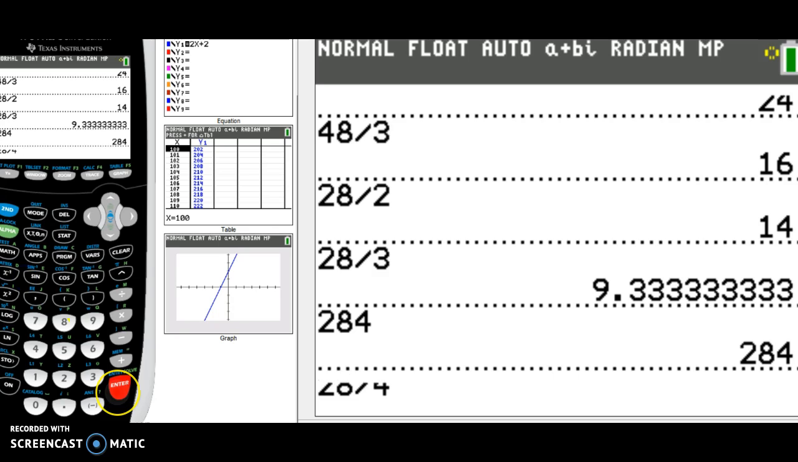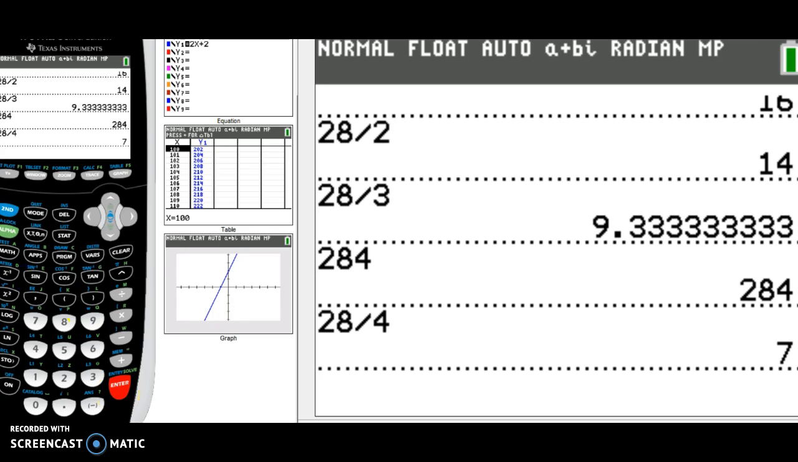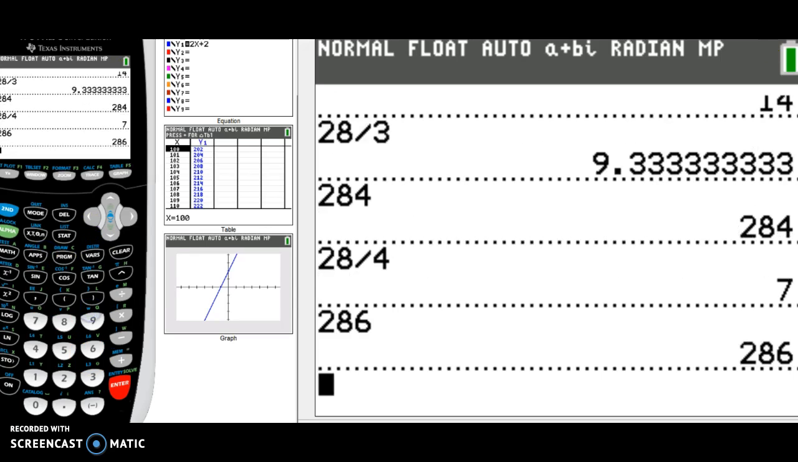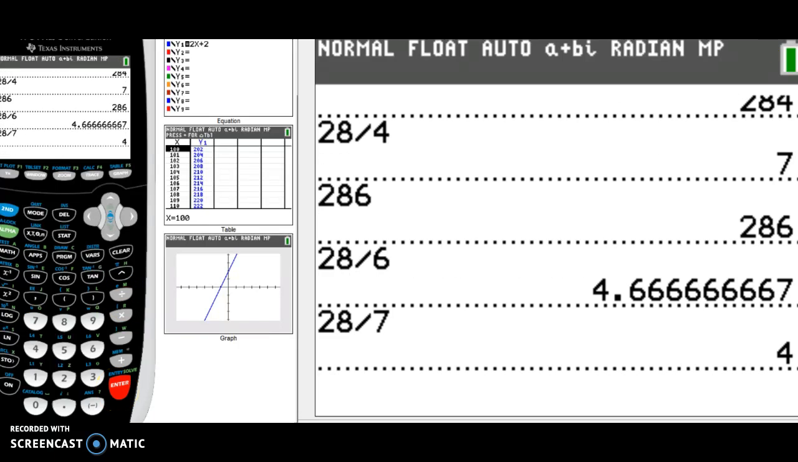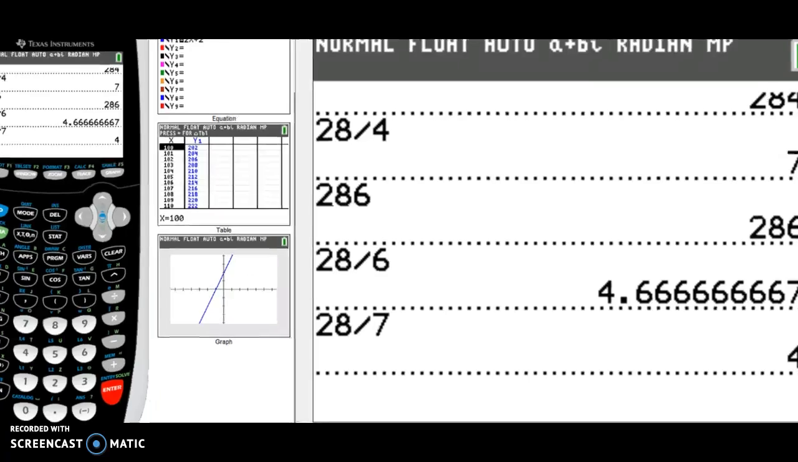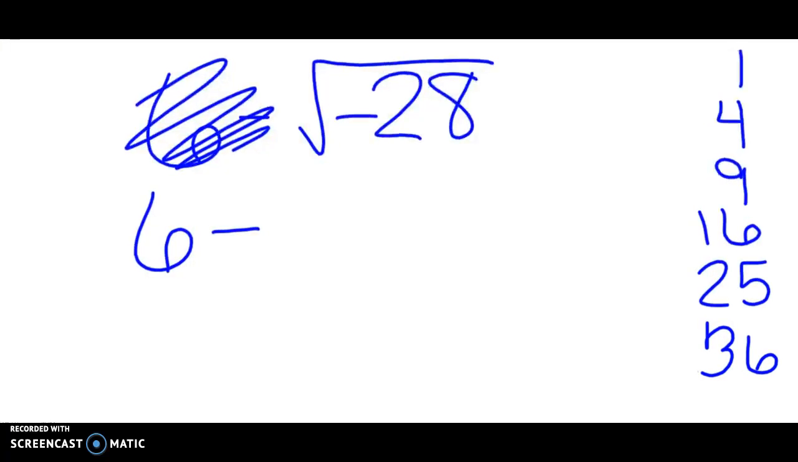Divided by 4. Now, you can see 4 is a square. That is probably going to be the answer. Let's try a little bit more. 28 divided by 6. Nope, those are not going to work. 28 divided by 7. All right, again, we get a 4. So I'm going to say 4 is going to be the only square that goes in.